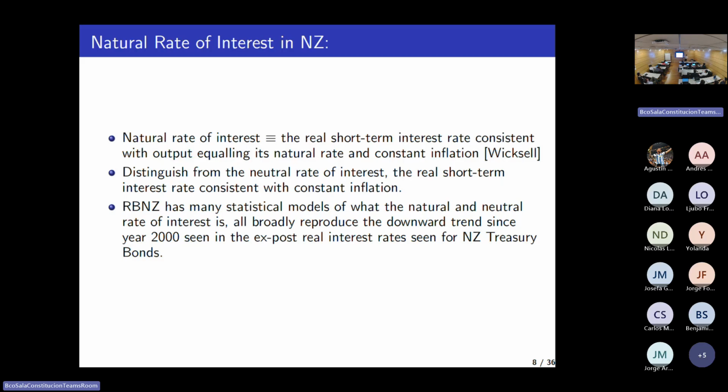As I mentioned before, RBNZ already has lots of models that are mostly statistical econometric models to think about what the natural and neutral rates of interest are. So our contribution in this paper is not really what is the actual rate, it's why has it fallen.